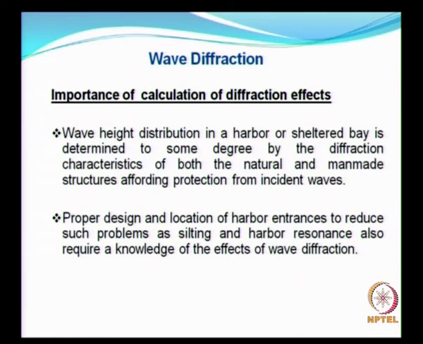Wave height distribution in a harbor or a sheltered bay is determined to some degree by the diffraction characteristics of both man-made structures as well as the natural obstructions, affording protection from the incident waves. Natural means, as I said earlier, outcrops. Man-made is breakwaters.